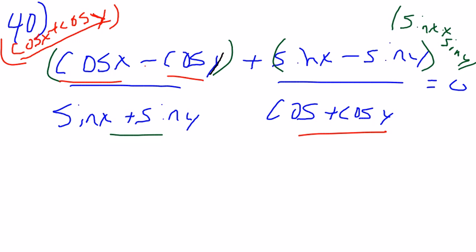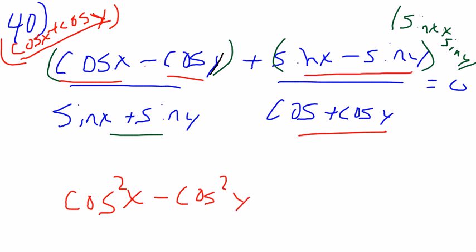So when that happens, the middle term cancels out, and I'm going to be left with cosine squared of x minus cosine squared of y. Okay, same thing on the other side. Sine of x minus sine of y, sine of x plus sine of y. So on the other side, I get sine squared minus sine squared. So sine squared of x minus sine squared of y.